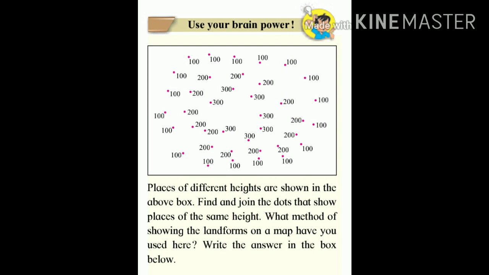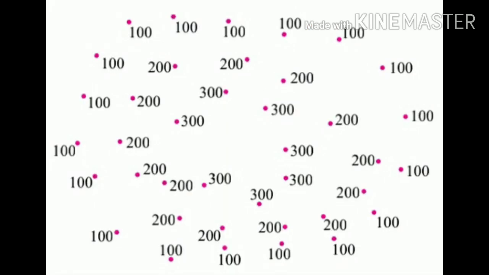Dear children, you will be watching one image of one method of showing the landforms on a map. Places of different heights are shown in the map. You have to find and join the dots that show places of the same height. What method of showing the landforms on a map have you used here?